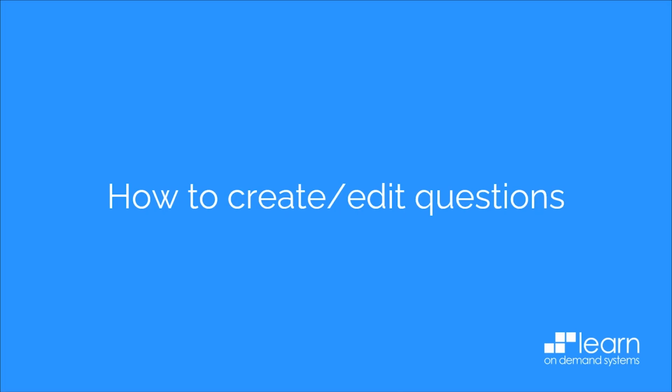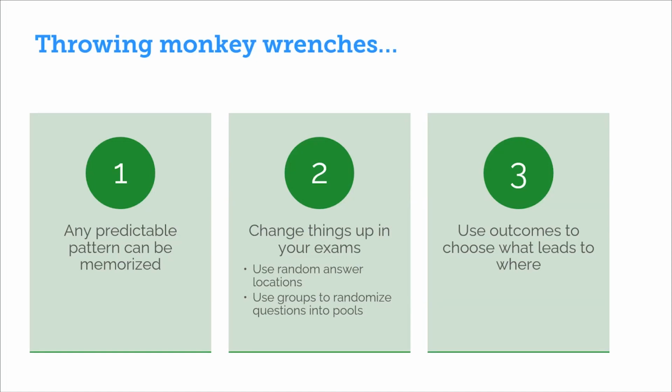And how do we throw wrenches, or how do we throw monkey wrenches into the gears, so to speak? Well, we've got a couple of options at our disposal. Remember that any predictable pattern can be memorized. So you want something that will shake it up. And the things you can do to shake that up are to use random answer locations, or you use groups of activities to randomize the questions into pools. And I had an example up that had those already grouped, and we'll show you what that means in just a second.